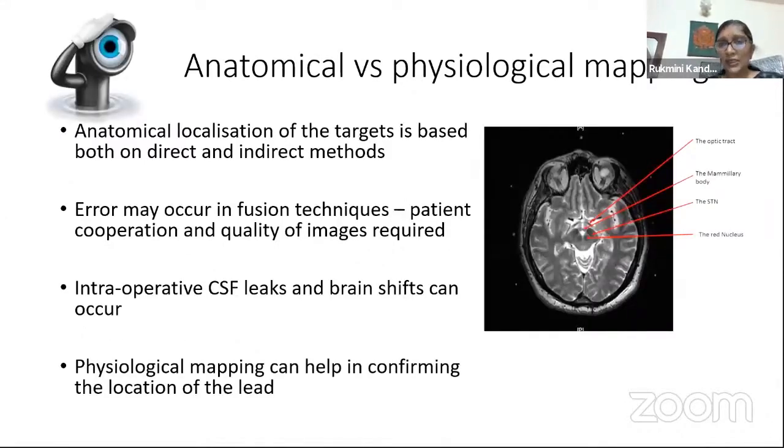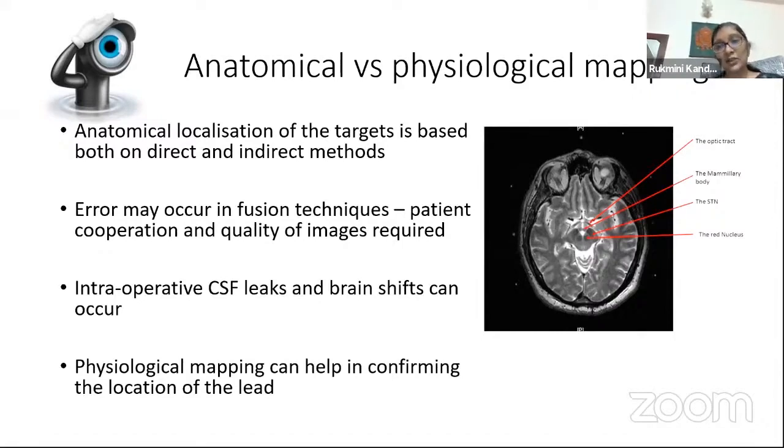So why do we need physiological mapping? Anatomical localization is based on direct and indirect methods, as we have already heard. The error can happen in fusion techniques if the patient has a lot of tremor, and patient cooperation is definitely required for the imaging process. And the quality of images is really important. Intraoperative CSF leaks can happen, brain shifts can happen. So physiological mapping can help in confirming the location of the lead.